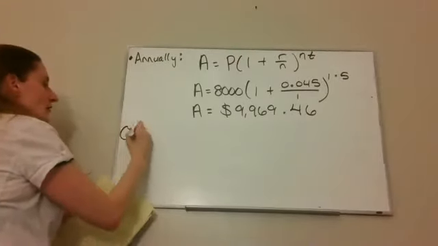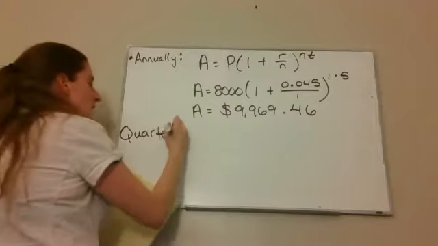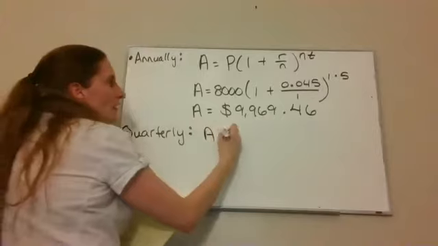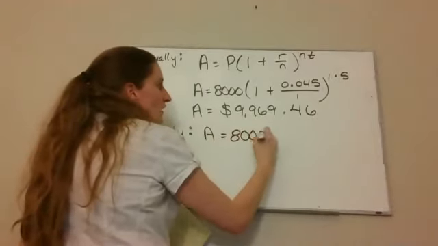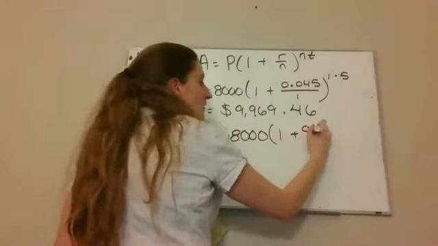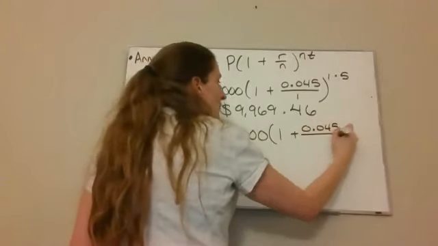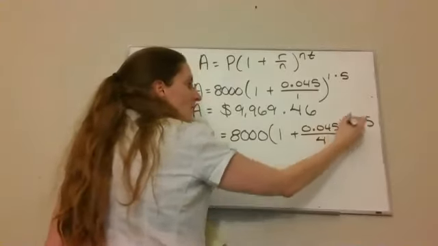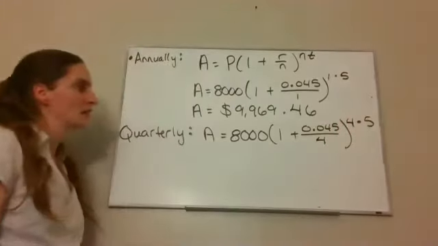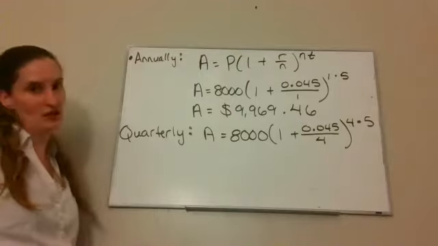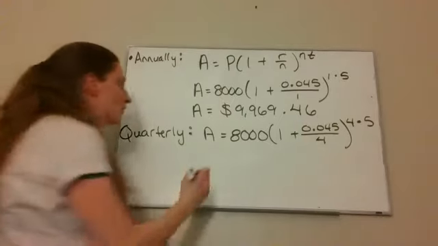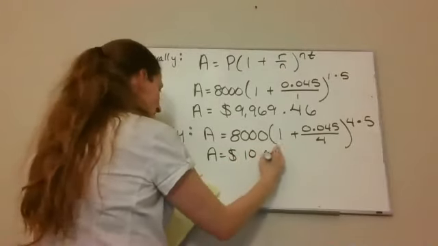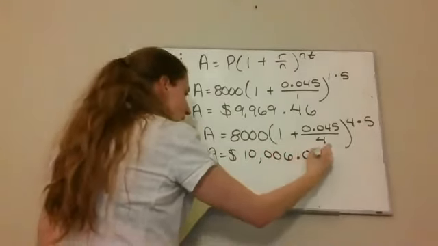Now let's do quarterly. For quarterly, we're going to use that same exact formula, but the only thing that's going to change is the N. Everything else is the same, but my N, since it's quarterly, is 4. So you would type all of that into your calculator very, very carefully, and you will get, to the nearest penny, $10,006.